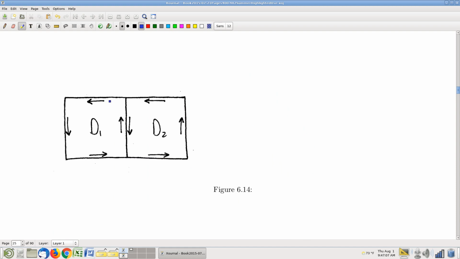Let me not put algebraic labels and do algebraic work on this. Let me just represent the boundary of D1 like that. Forget about C1, C2, all that business. There's the boundary of D1. Here's the boundary of D2. And even without the labels, you can see right away that this shared edge appears in the summation twice, but with opposite orientations.